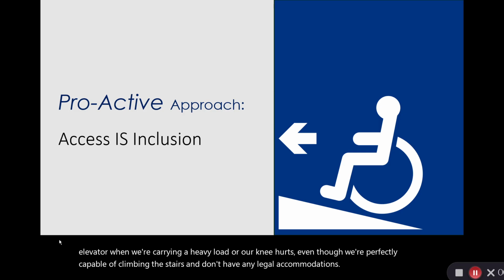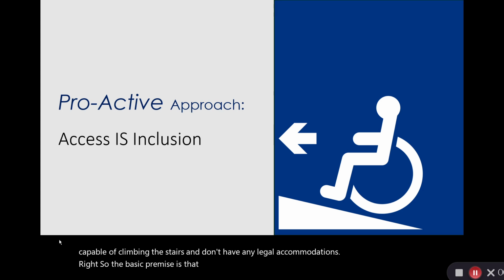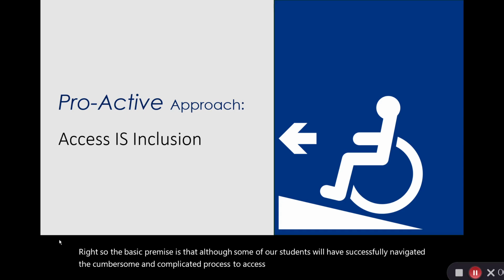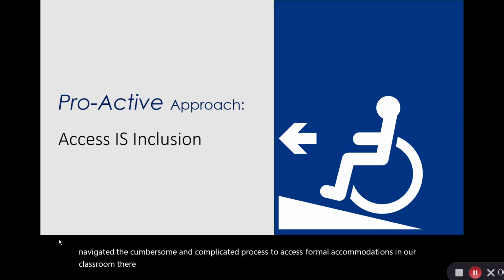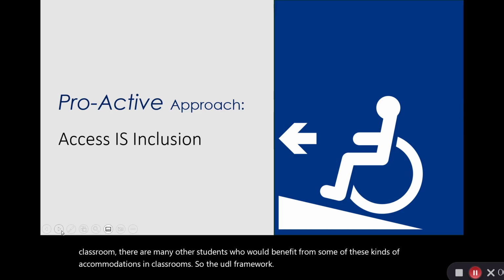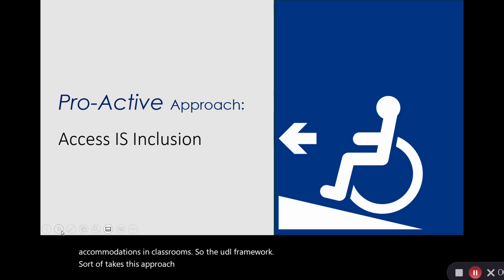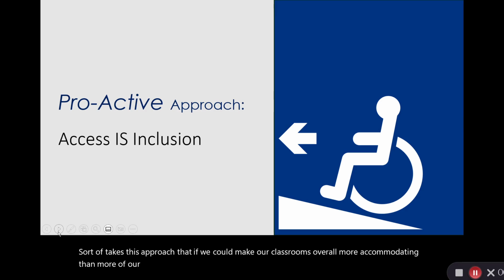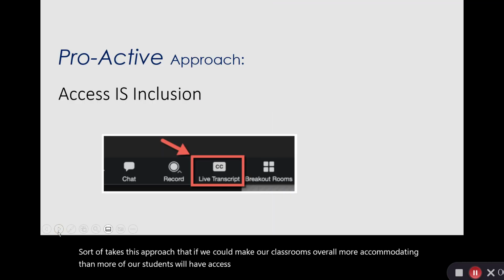So the basic premise is that although some of our students will have successfully navigated the cumbersome and complicated process to access formal accommodations in our classroom, there are many other students who would benefit from some of these kinds of accommodations in classrooms. So the UDL framework sort of takes this approach that if we could make our classrooms overall more accommodating, then more of our students will have access to learning.